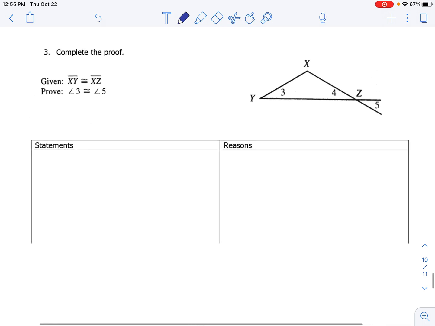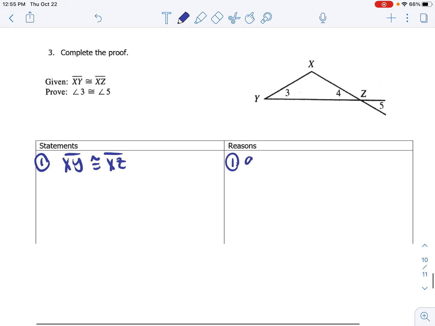Okay, let's try one more proof. And I want you to pause the video and try this one on your own. So we have XY is congruent to XZ. Try this on your own. Go.